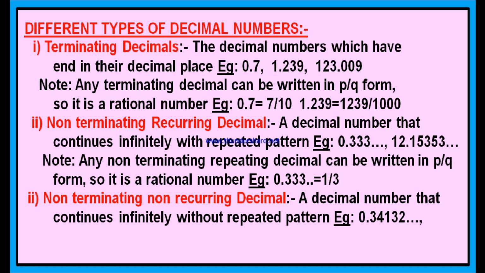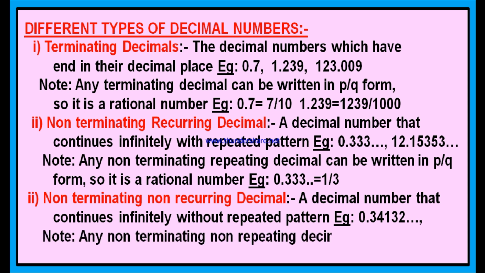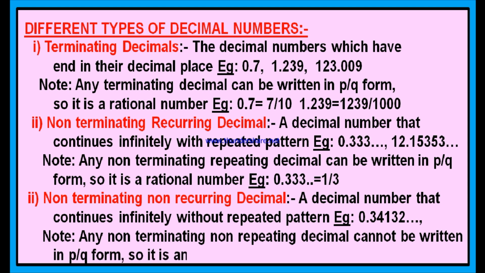Any non-terminating and non-recurring decimal cannot be written in the form of p by q. You cannot write it in the form of a fraction. Since it cannot be written in the form of p by q, it is not a rational number. So, if a number is not rational, then what can you call it? Yes, good. If a number is not rational, then you can call it an irrational number.